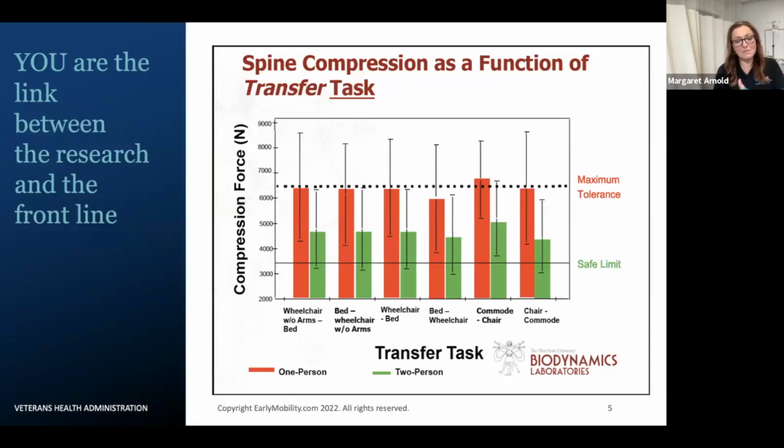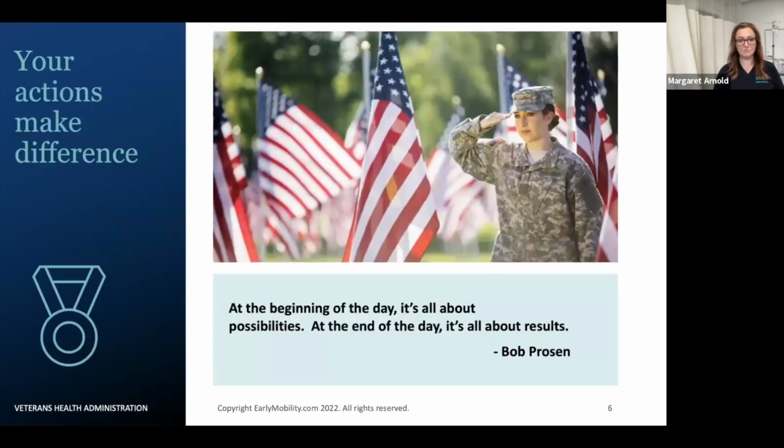And so by the time somebody hurts their back, they've already had hundreds or thousands of these small, quick movements that have loaded their spine and caused a little bit of damage, and a little bit of damage, and a little bit of damage. And it's where the term, the straw that broke the camel's back, came from. So the difference you are making is tremendous.